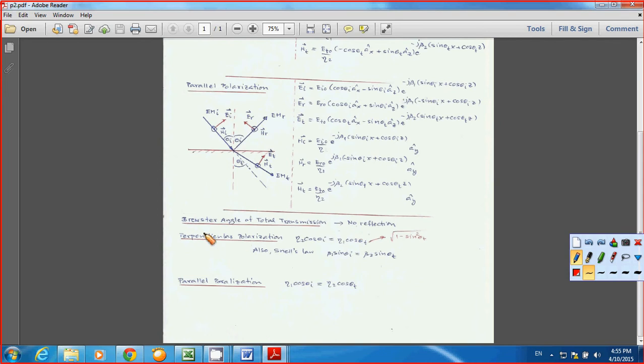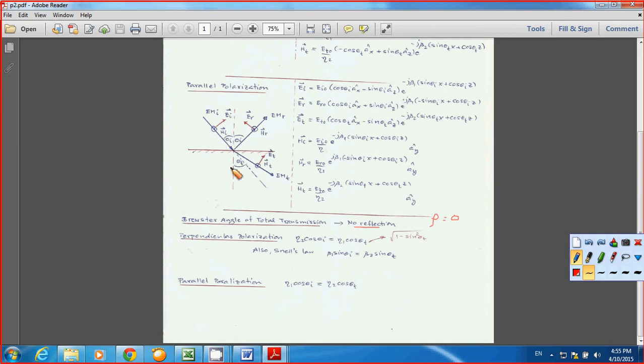Okay, the next one, the interesting one, is the Brewster angle of total transmission. What does this mean? Actually, it's going to be the opposite of our Snell's law. For Snell's law, you try to find what incident angle makes it total reflection, right? No transmission at all. But for the Brewster angle, it means what incident angle makes all the electromagnetic waves transmit into medium number two without any reflection.